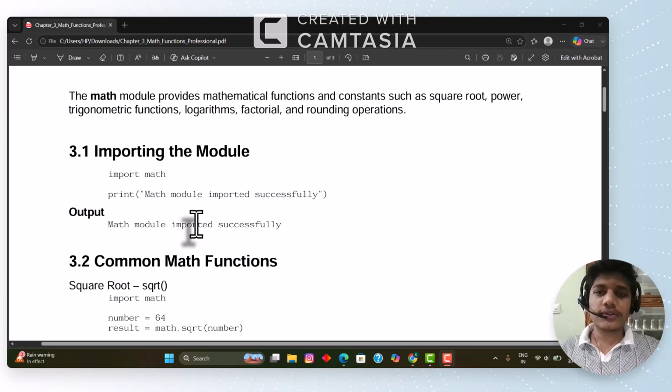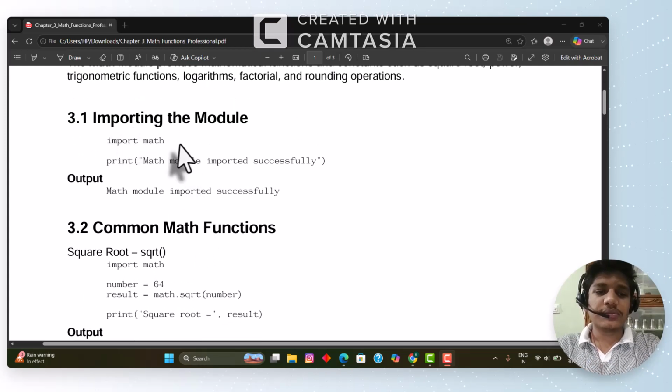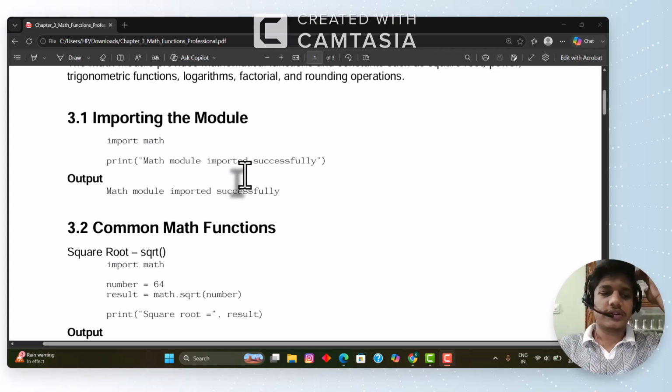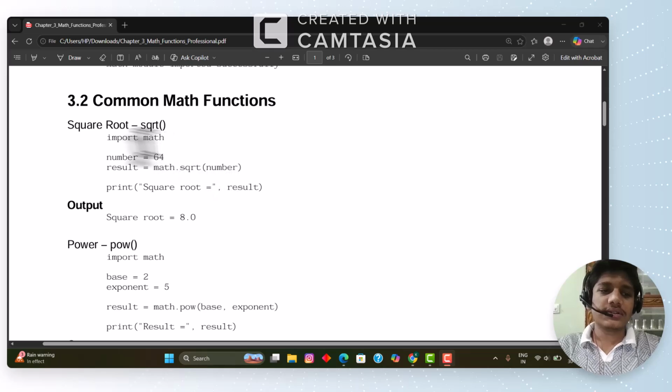So now we are going to discuss some examples regarding mathematical functions. First, import math. Sorry, we are importing the math module. So we are going through the examples regarding mathematics. Here, first one is import math, module imported successfully. So this is a basic thing. After that, common math functions.